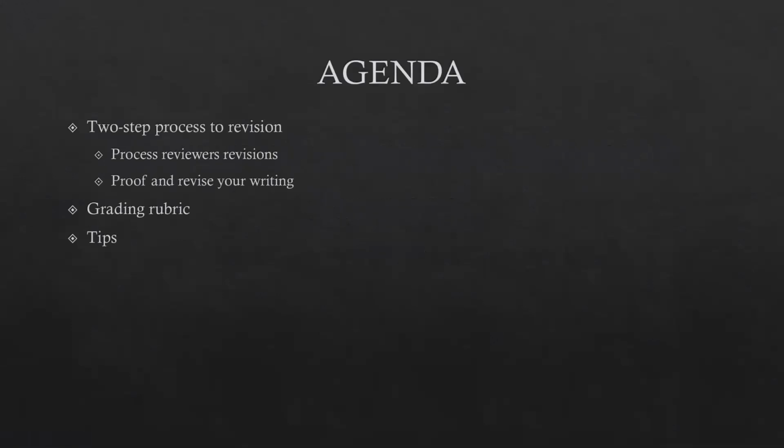And so I'm not going to do a whole lot of lecturing in this EdPuzzle. It's really just going to cover instructions and expectations for this revised lit review. And so I'll just briefly go over the two-step process that you need to do to revise that paper. First, processing the revisions that your reviewers, including me and one of your peer reviewers, did. And then second, how to proof and revise it on your own after you've gone through our edits. Then we'll take a look at the grading rubric and then some tips for completing it and looking into the future for next week.